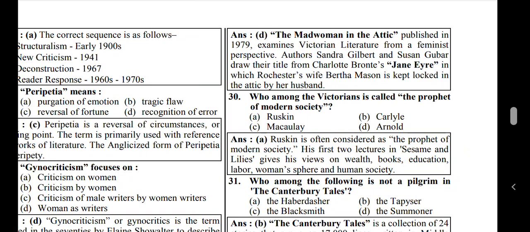So 1979, The Madwoman in the Attic, examines Victorian literature from a feminist perspective. Authors Sandra Gilbert and Susan Gubar draw the title from Charlotte Brontë's Jane Eyre, in which Rochester's wife Bertha Mason is kept locked in the attic by her husband. So this comes under Jane Eyre. So The Madwoman in the Attic examines the feminist perspective, and Jane Eyre comes under this work. The Madwoman in the Attic was by Sandra Gilbert and Susan Gubar.